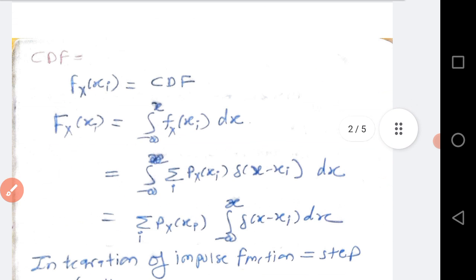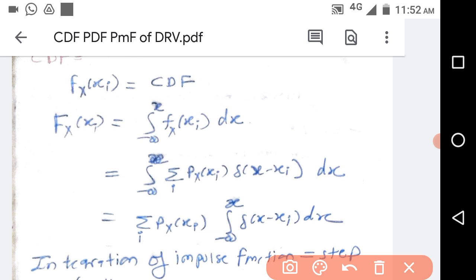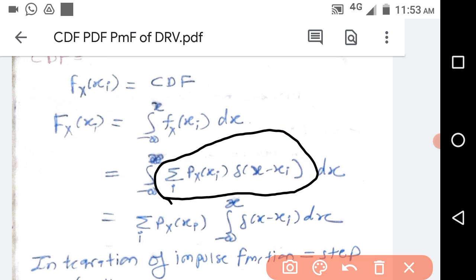CDF, the notation is F_X(xi). So CDF is obtained from the PDF by integrating the PDF. So integral from minus infinity to x of f_X(xi) dx is the CDF. So we know that the PDF we have just now seen, it is the formula for the PDF.